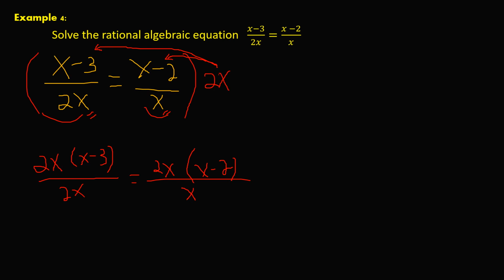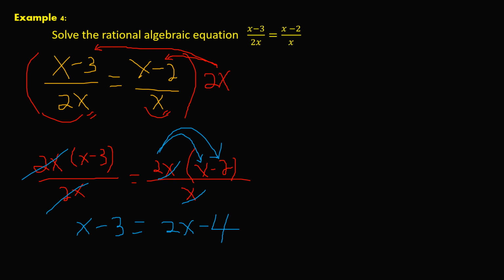To simplify, just cancel out the common factor in the numerator and in the denominator. In this case, 2x divided by 2x, so cancel out. So we have a remaining factor, which is x minus 3, equals 2x over x, so cancel out x here and x in the denominator. So we have a remaining factor, which is 2, to be multiplied to the other terms inside the parentheses. 2 times x is 2x, and 2 times negative 2 is negative 4.